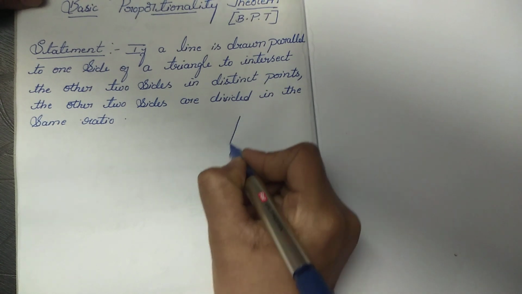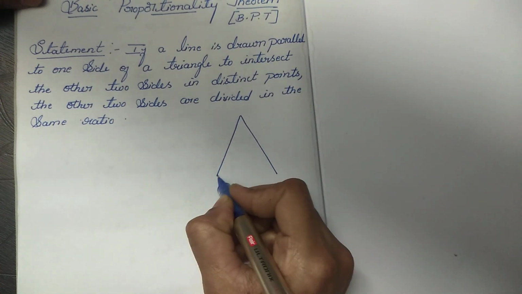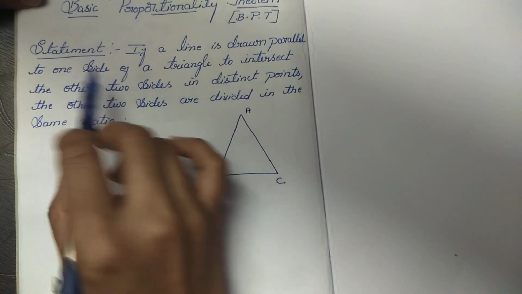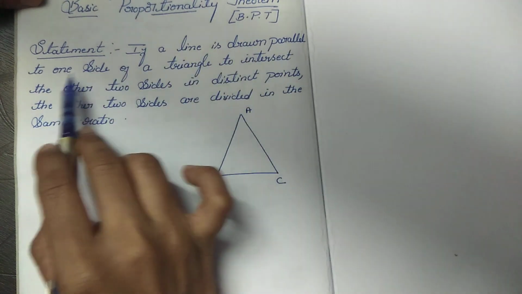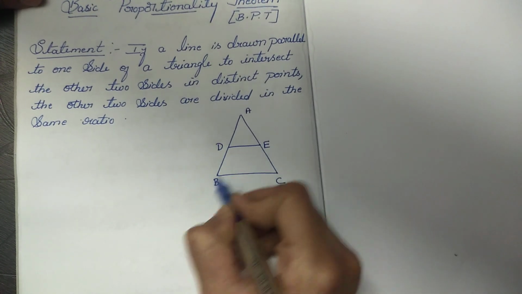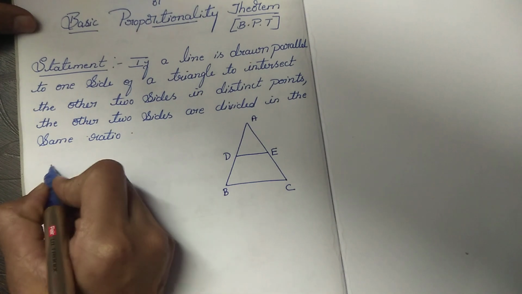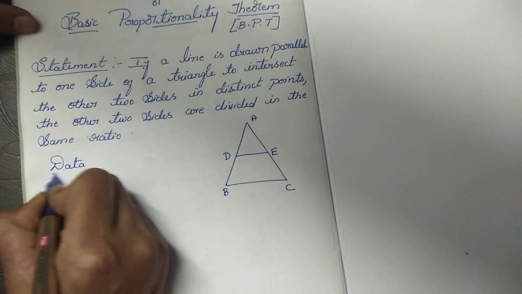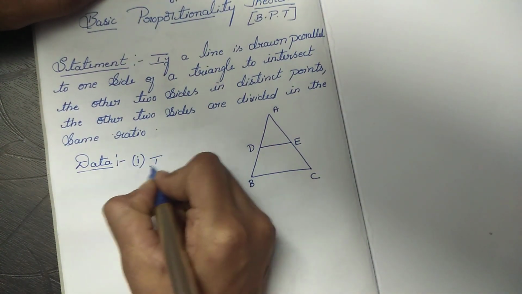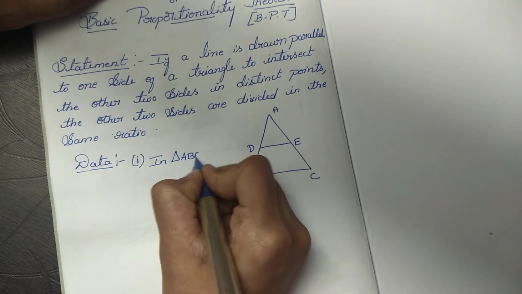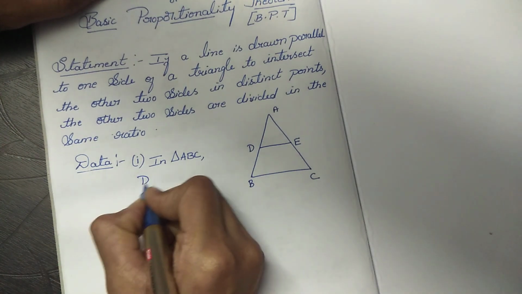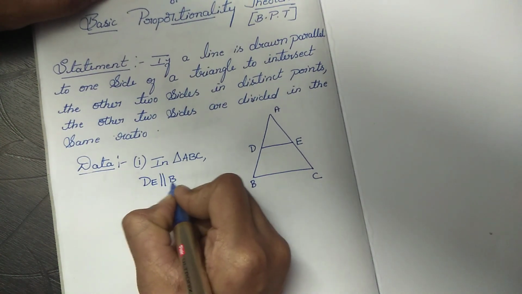So the diagram will be: first write a triangle ABC, and since I have told a line is drawn parallel to one side, draw a parallel line DE to the line BC. First we have to write the data. In triangle ABC, we can see DE is parallel to BC.